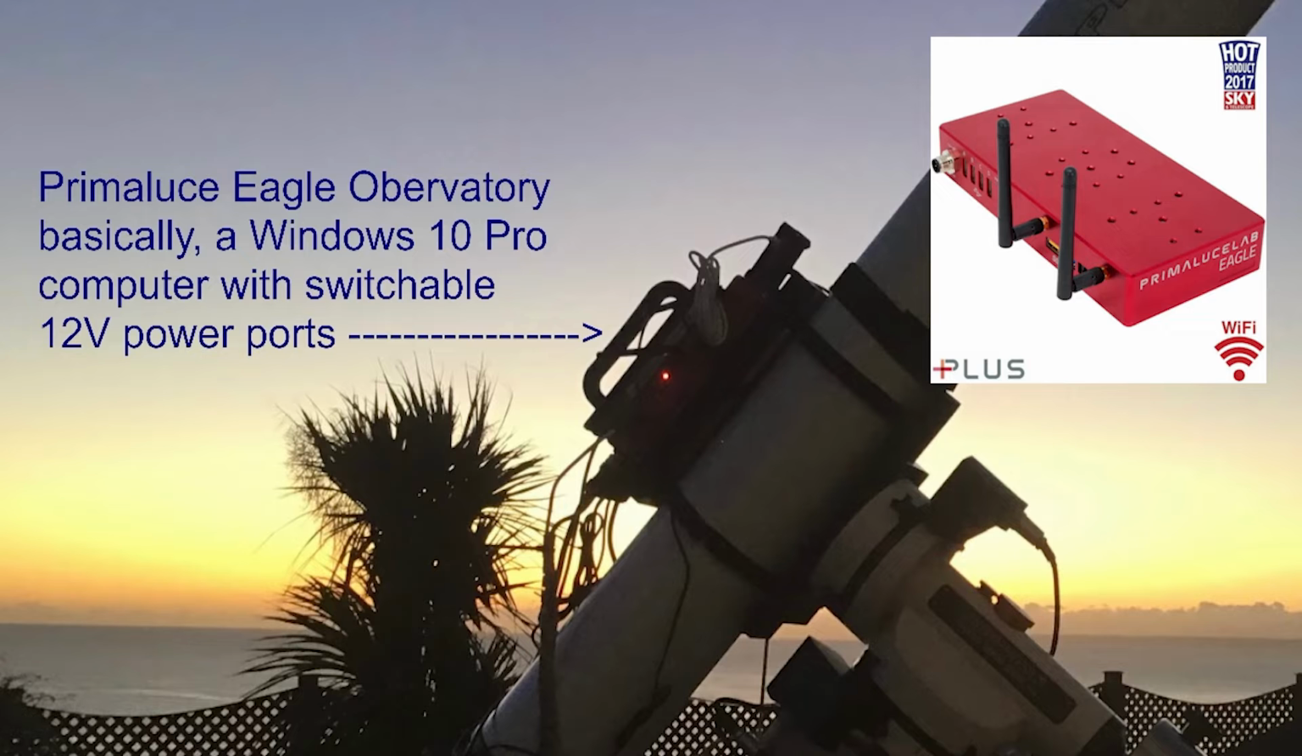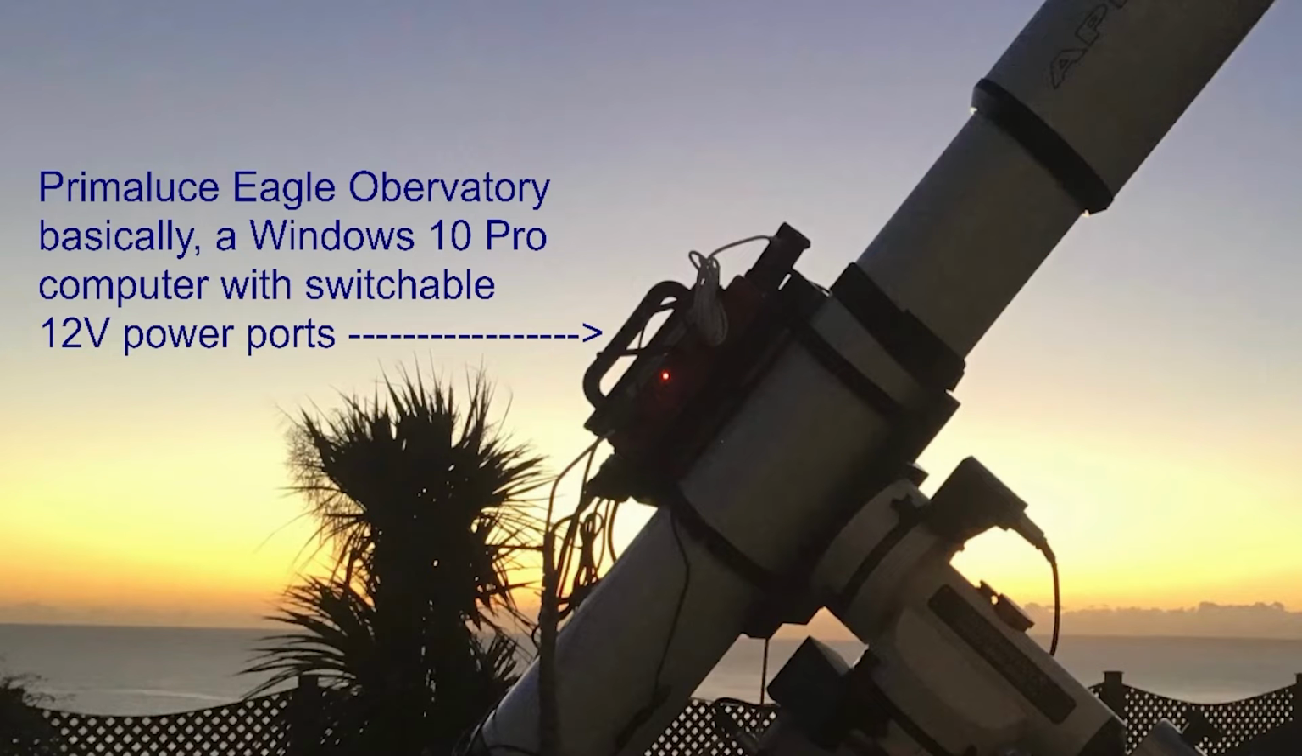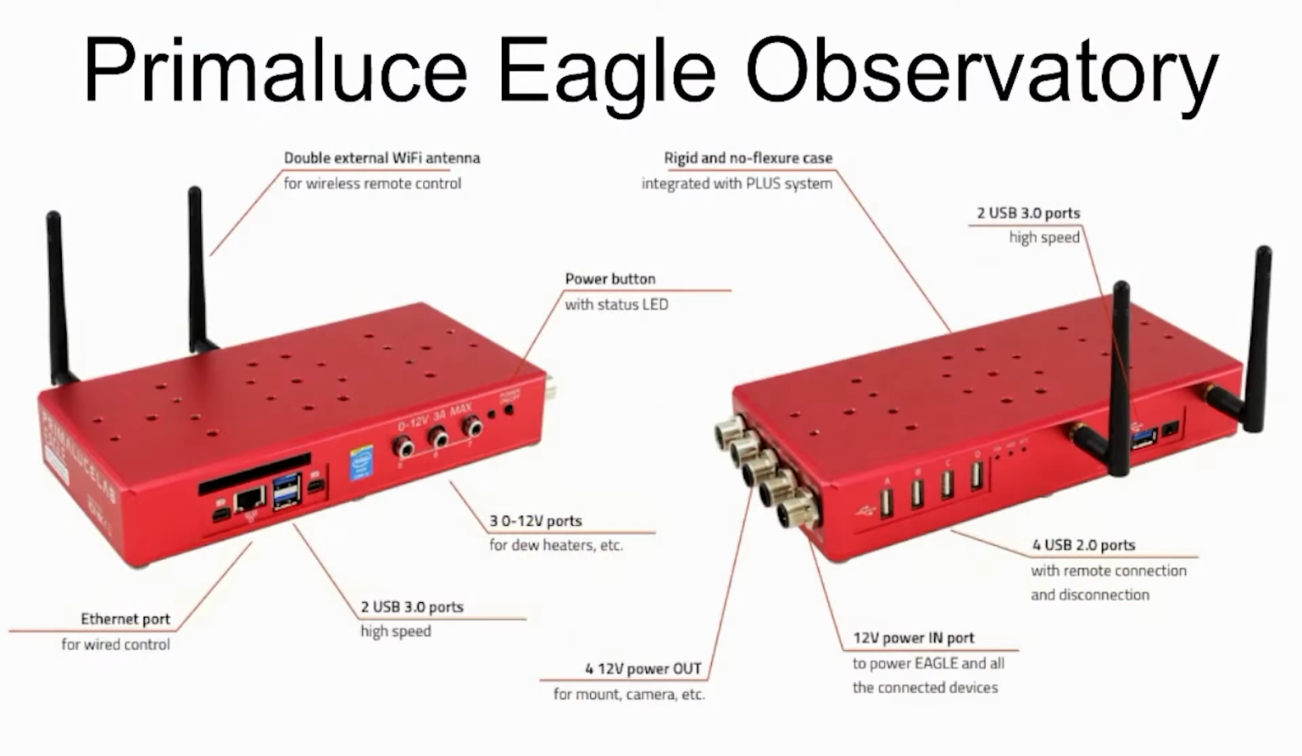Now, the Primalucci Observatory computer is basically just a Windows 10 computer with a power switching unit in. If we go here and have a quick look at it, you can see that it's got many ports. We've got ports for dew heaters, we've got the power ports here. They do have strange connectors on the Primalucci stuff. They're very, very good connectors, very, very expensive, unfortunately. We've got USB ports. Okay, so we've got a complete USB hub here.